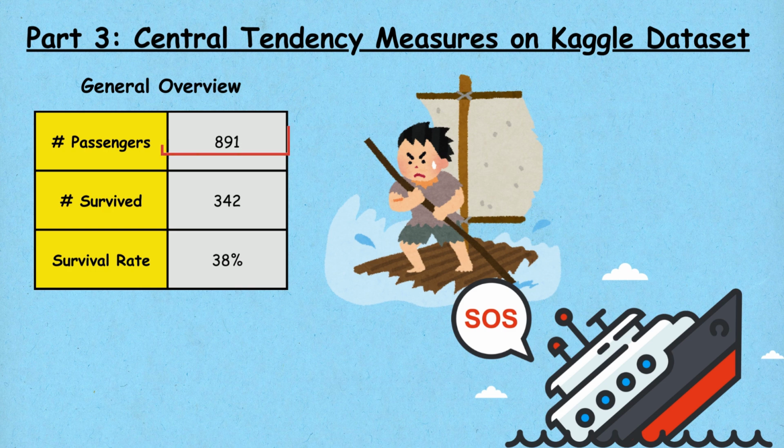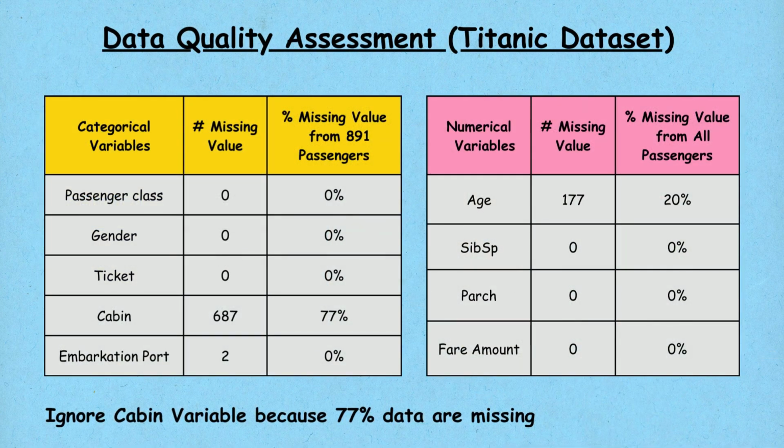We've got 891 passenger records, and guess what? The survival rate is around 38%. Now, let's talk about the variables. We've got two types, categorical ones, from passenger class to embarkation port, and numerical ones, from age to fare amount. So, what can we do with all this?